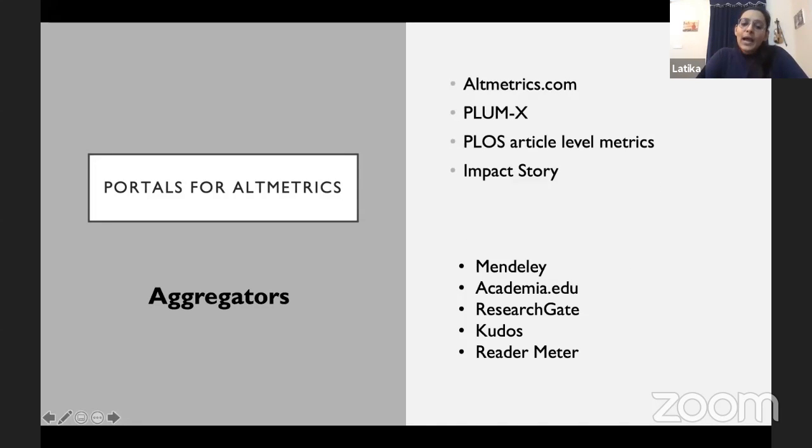But then there are also aggregators, which you should not confuse with altmetrics. So these are basically portals where the research is aggregated and available altogether. I think in India, ResearchGate is popular, and many of you may be familiar. For those of you who are joining us from overseas, you may be more comfortable with Mendeley or academia.edu. So these two are also popular with social sciences and the other scientific backgrounds. And then there are many others.